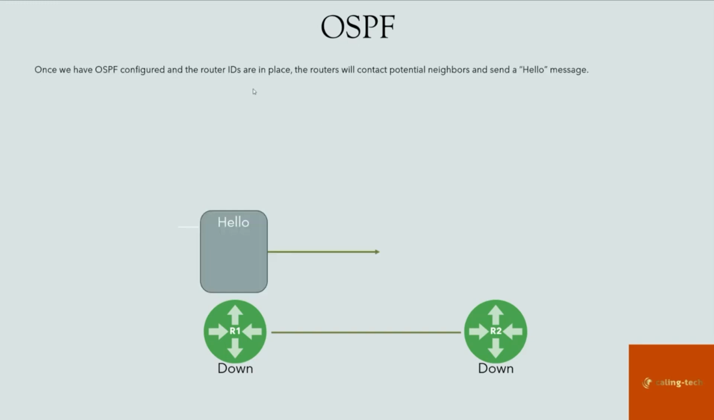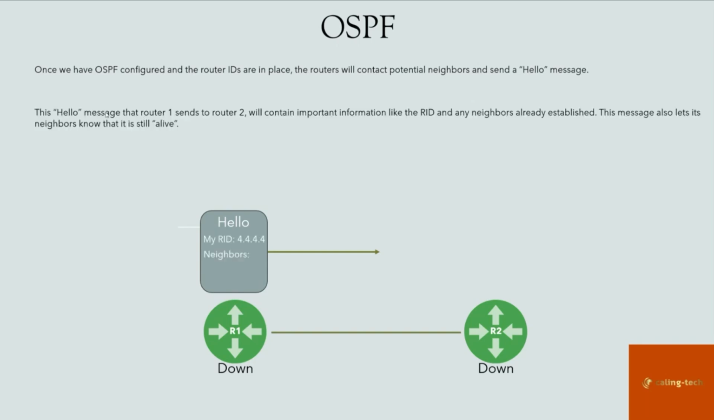So once we've got OSPF configured and the RIDs are in place, the routers are going to contact potential neighbours and send a hello message. The hello message that router 1 is going to send to router 2 is going to contain important information like its router ID and any neighbours already established. The message also lets router 2 know that it's still alive. It's saying, hello, I'm still here.